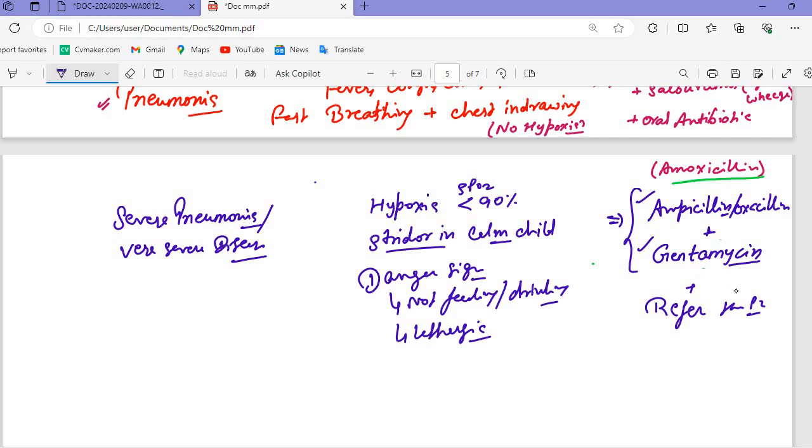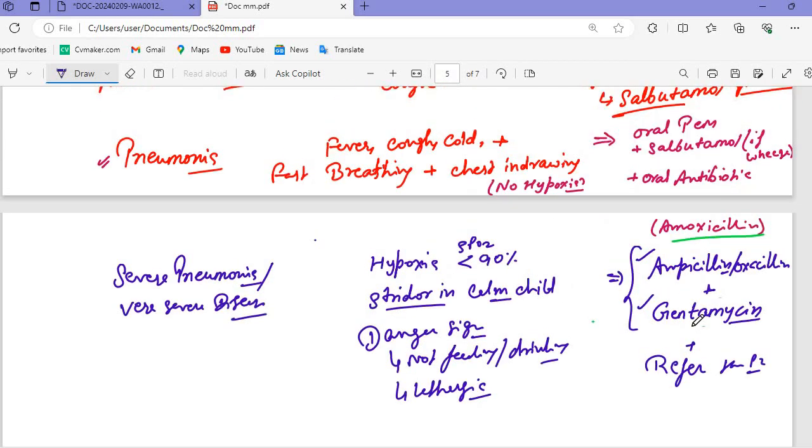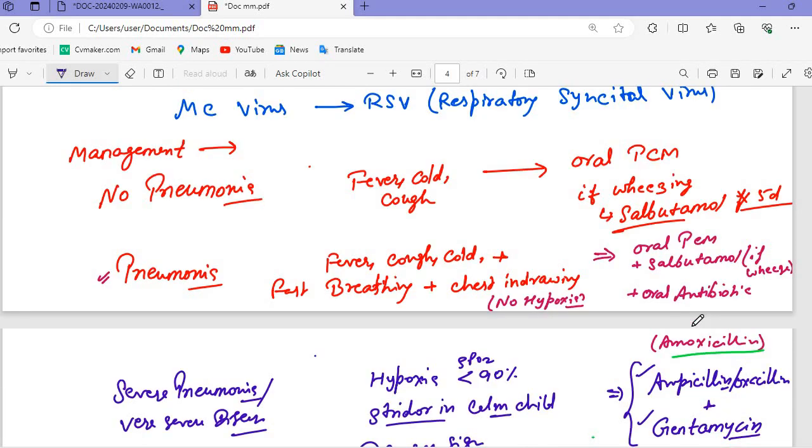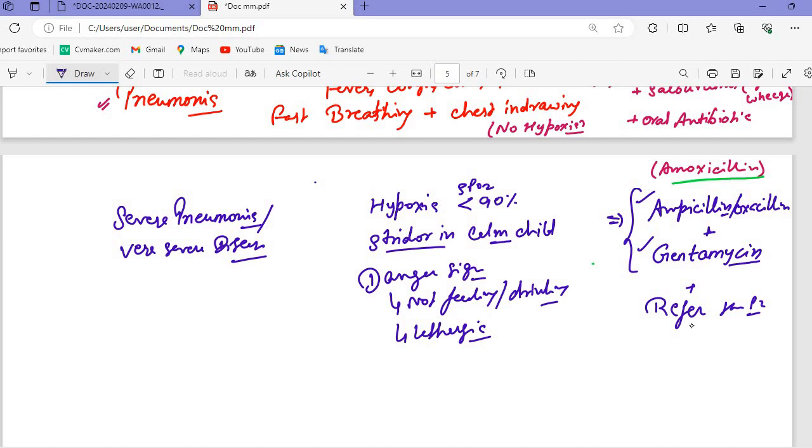But for that we need to give amoxicillin first. Because that is the first line drug we need to give to every patient who comes, based on severity. After that we can go for amoxicillin-sulbactam. So we need to first treat any patient with the first line drugs. Okay, so we have severe pneumonia, which is a very severe disease.